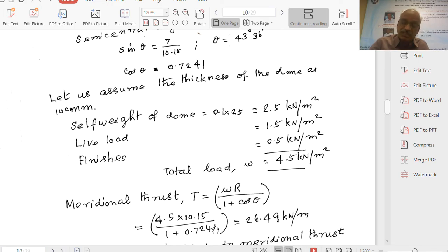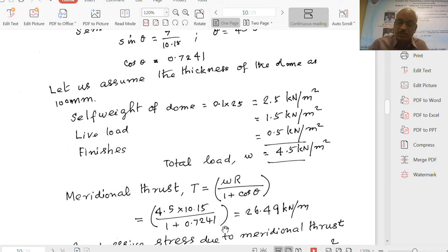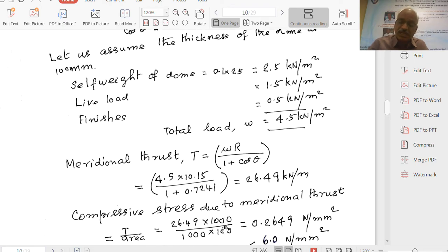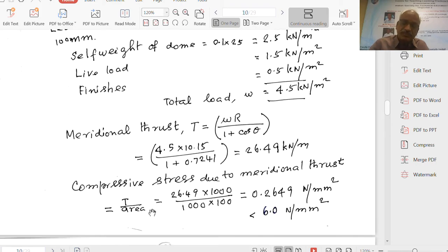WR by 1 plus cos theta. So W is 4.5, R is 10.5, 1 plus cos theta. Cos theta we have just calculated, so substitute and find out the meridional thrust. Meridional thrust is a compressive force. It is a thrust. So from that you find out the compressive stress.